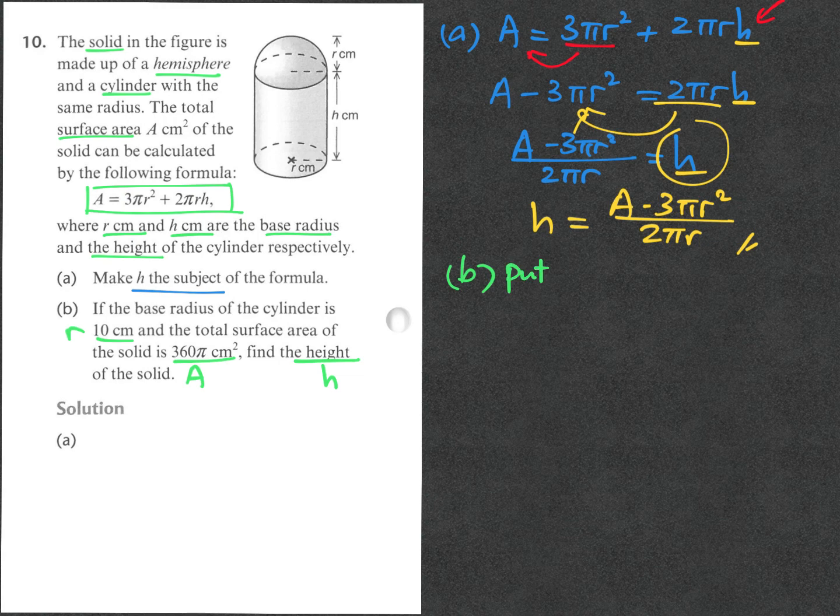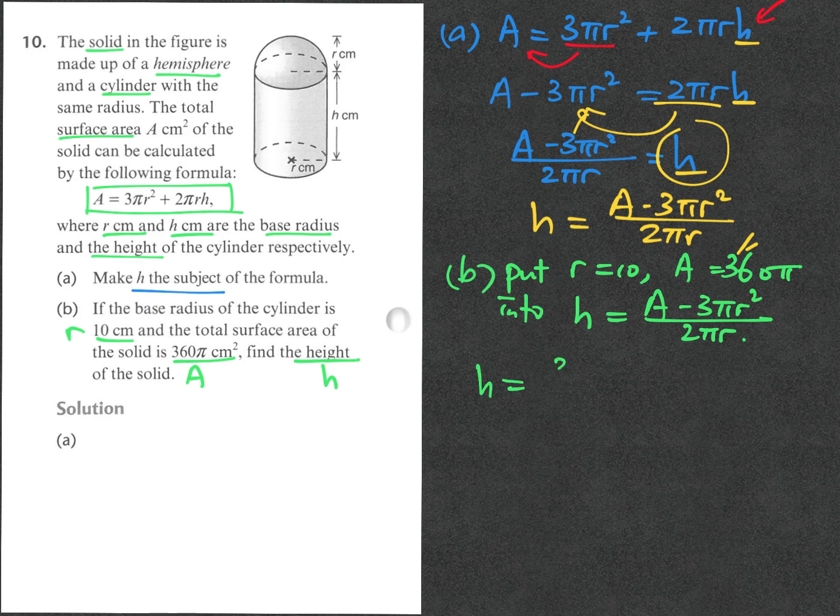So we can put r to be 10, A will be 360 pi, into the new formula we have made, which is h is A minus 3 pi r squared divided by 2 pi r. And then as a result, h is what we don't know. So A is 360 pi, minus 3 pi 10 squared, divided by 2 pi and 10.